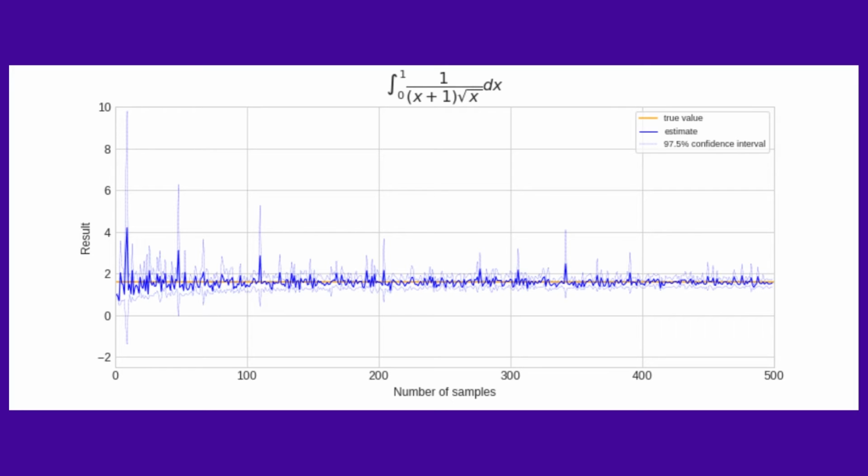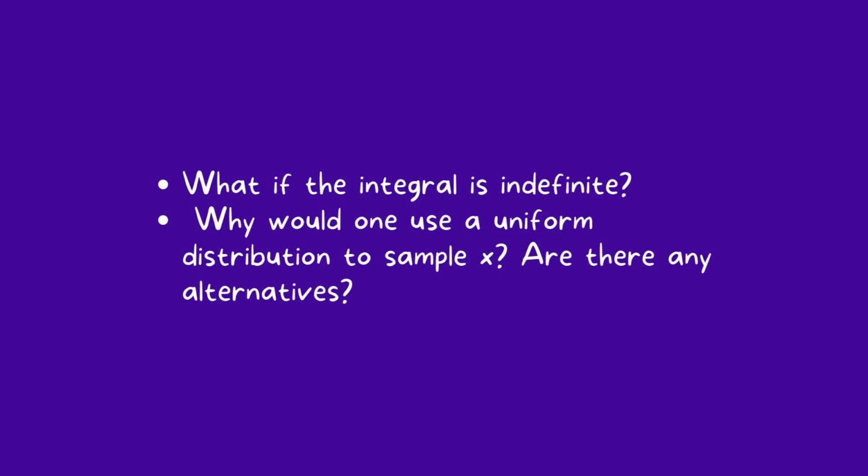We know by analytical integration, the integral evaluates at pi over 2. From this chart, we see that the estimate gets very close to pi over 2 with 200 samples. The larger the sample size, the more accurate the approximation, so the narrower the 97.5% confidence interval becomes. But some questions still remain. What if the integral is indefinite? Are there any alternatives to uniform sampling?